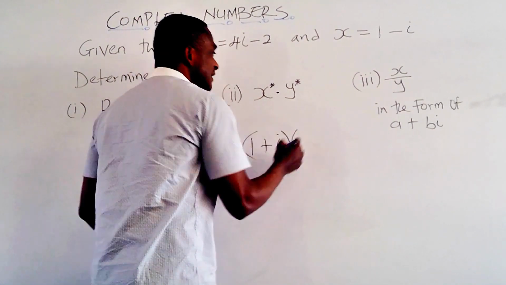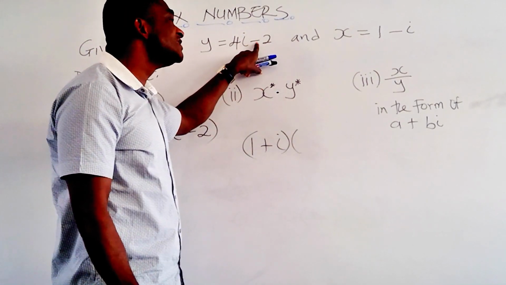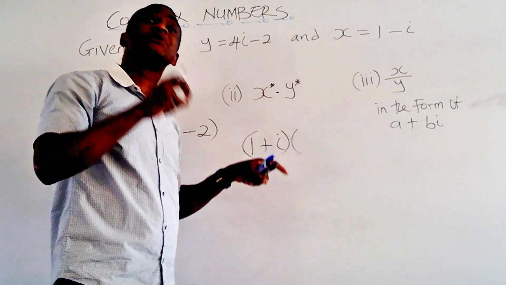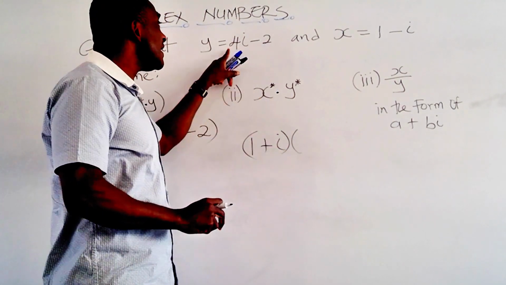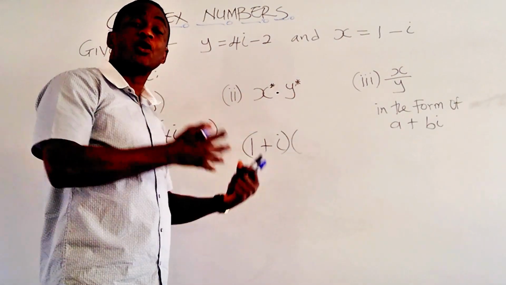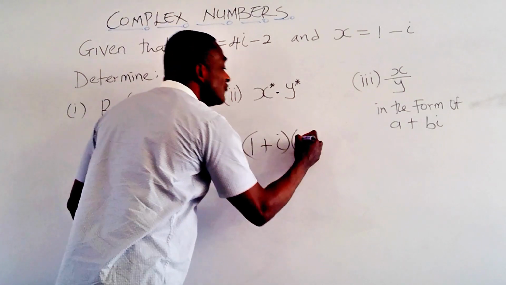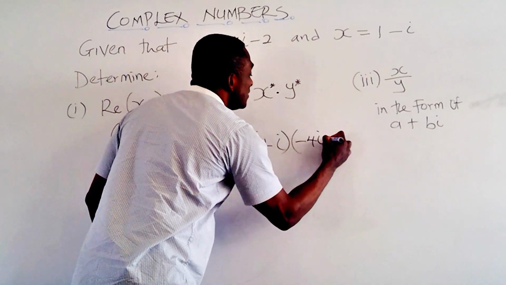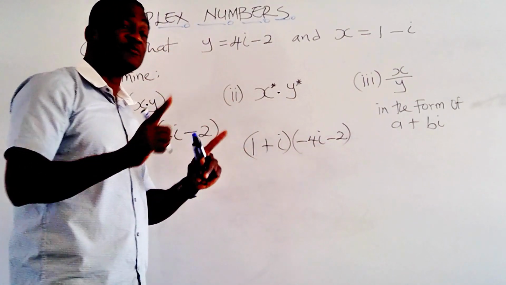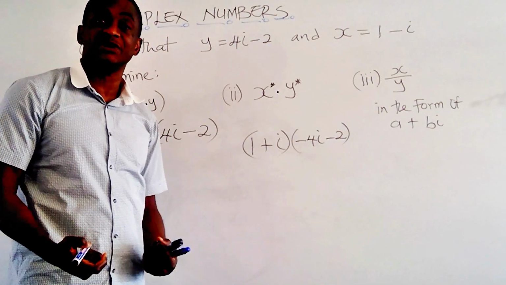Multiplying the conjugate of y. Please, the conjugate is not negative 2 that will change, but the conjugate is applied on the imaginary part. Just like when we have a surd, the conjugate is applied on the surd, not on the number. So we will have negative 4i minus 2. Please note, it's very important. It's not on the number in the middle, but the conjugate is applied on the imaginary part.